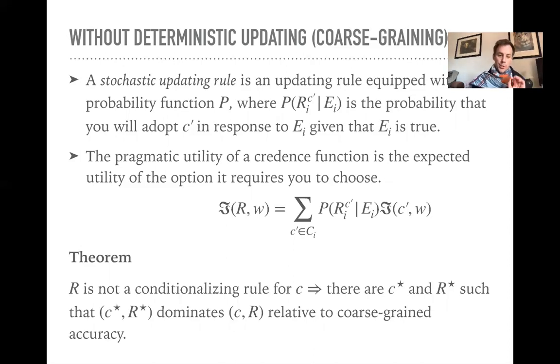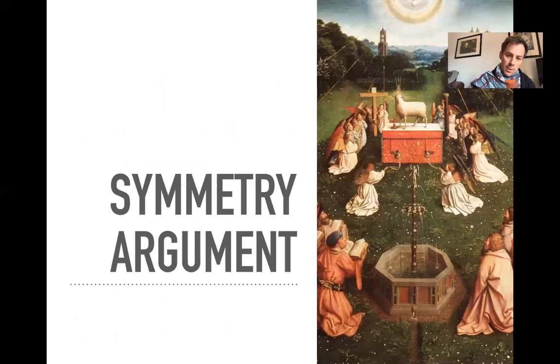If we go the coarse graining route, it's going to turn out that if your updating rule is not a conditionalizing rule for your prior, then that pair is accuracy dominated. There's some alternative that accuracy dominates it. So that's pretty interesting, actually. If you go the coarse grained route, you get conditionalizing, even though it's a really demanding sort of argument. This is really demanding, to be able to find something that accuracy dominates you. Okay, so that's interesting. So that's the end of the teleological arguments.